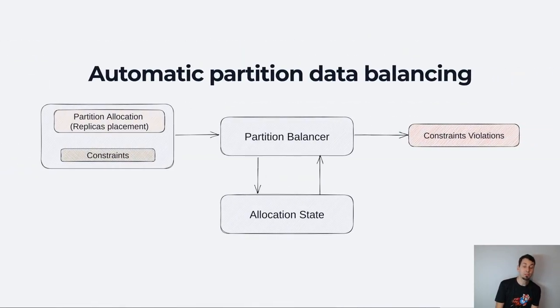Automatic rebalancing uses the same constraints code, but instead of calculating allocation from a set of constraints like before, it evaluates the current replica placement together with the constraints to find a violation. And if a violation is detected, then the partition is moved around in the cluster to places where the violation no longer exists.